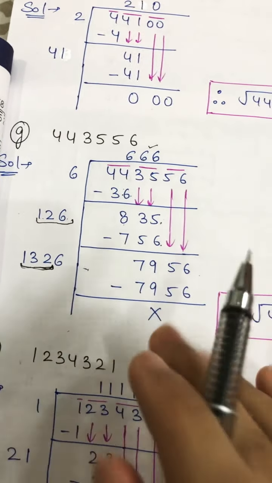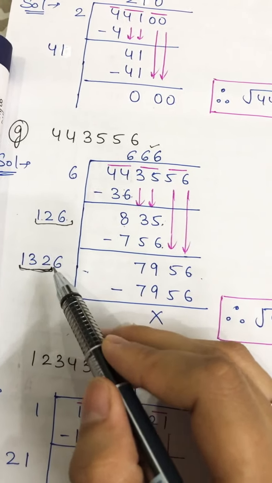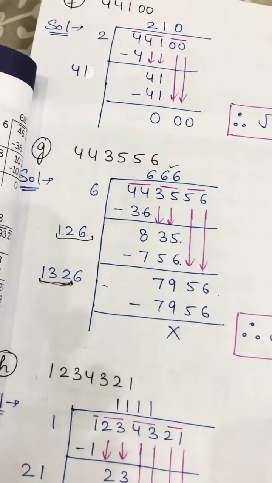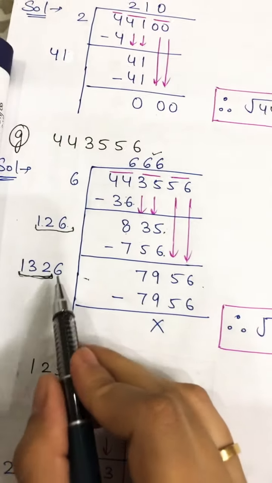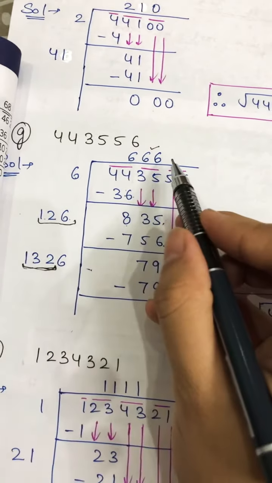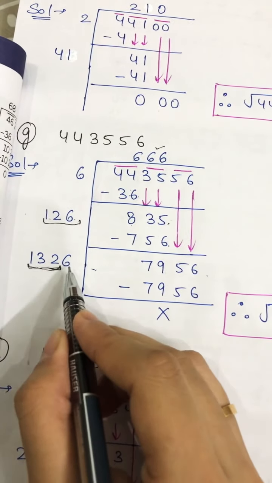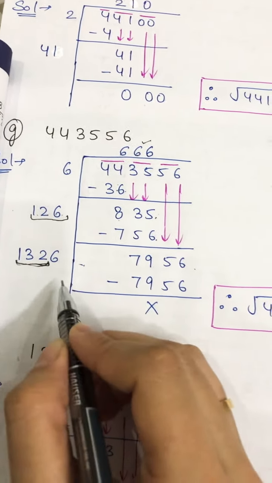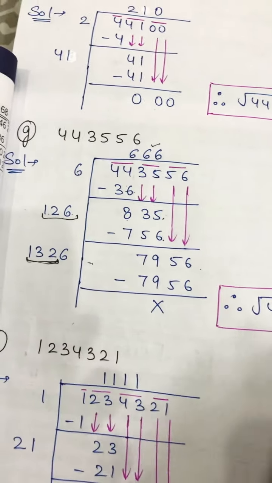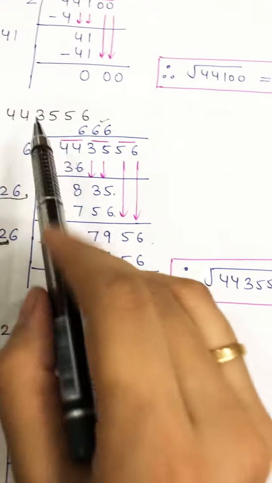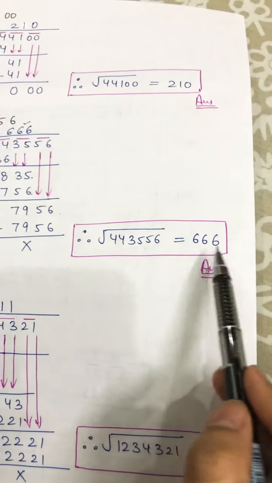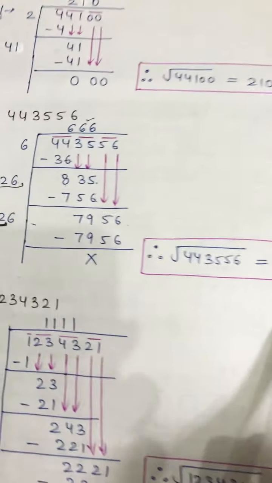Now which digit will I write here so that if I multiply with that digit, I'll get 7956? After my multiplication, it will be 6. So I have to write 1326 and 6 here, because the same digits I have to place here and here. So when I multiply 1326 with 6, I'll get 7956, and the remainder is 0. So your square root of this term is equal to 666. 666 is your answer. Got it?